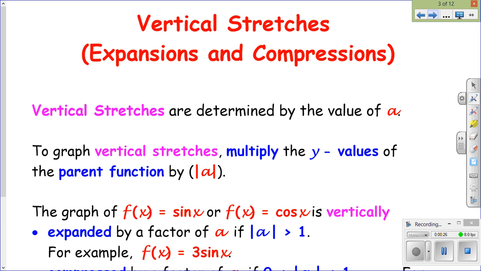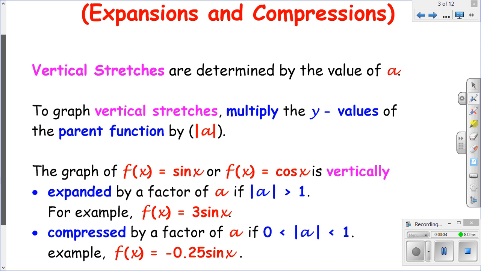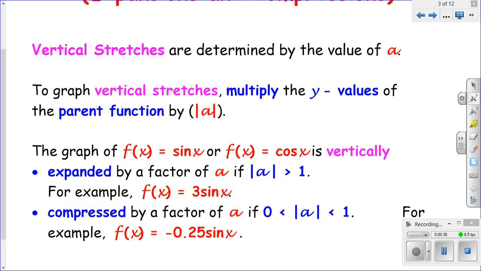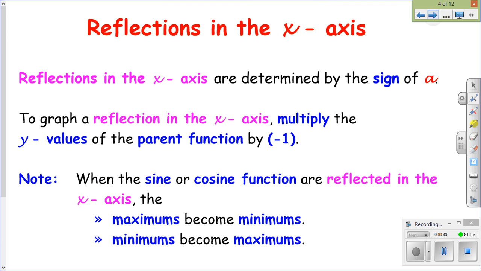Now, the graph of sine x or cos x is vertically expanded by a factor of A if the absolute value of A is greater than 1. That means its distance from 0. So if A is -2, it's 2 away from 0, which would mean it's a vertical expansion. If A is -0.25, it's 0.25 away from 0, so it's a vertical compression.